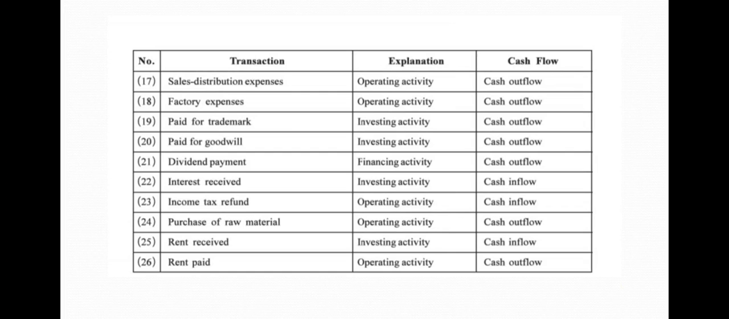Purchase of raw material. Friends, purchase of raw material is for routine work, for routine operations of business, so it is an operating activity of cash outflow. Rent received. Friends, rent we receive on any asset which we generate from investing activity, so rent received on such asset will also be considered as investing activity, and that will be investing activity of cash inflow. Rent paid. Friends, rent paid is done because we need that premises to carry on our routine business operations, so it is considered as operating activity of cash outflow.